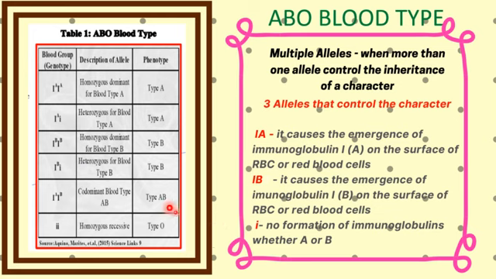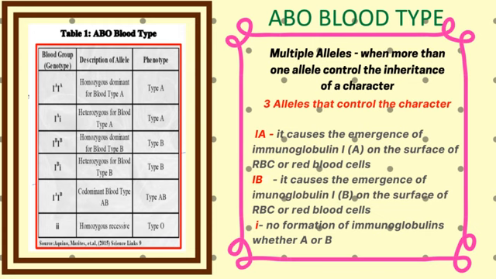Take note that blood types A and B are dominant, while type O is recessive. That's why A and B are written in capital letters, and type O is written in small letter to emphasize the dominant and the recessive allele.